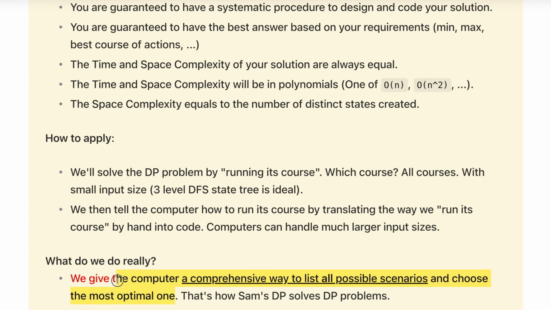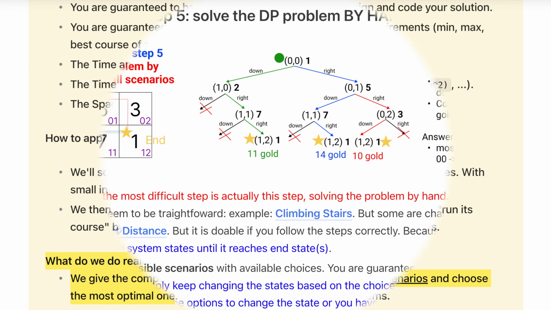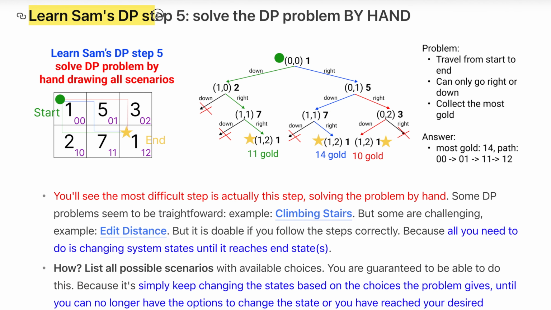That's how SAMSDP solves DP problem. Next, learn SAMSDP step 5. In this step, we're gonna learn how to solve the DP problem by hand with pen and paper. And this deficit state tree is the outcome of this step. Solve the DP problem by hand. We're gonna get to this tree in a minute.